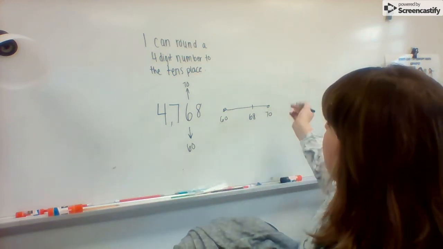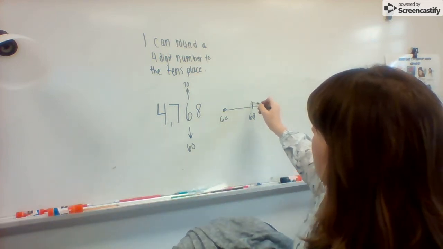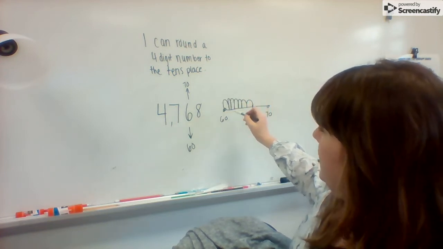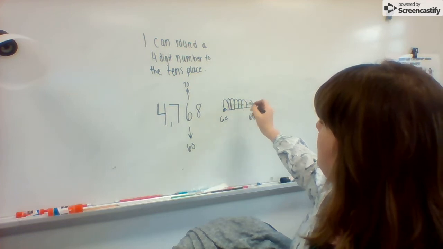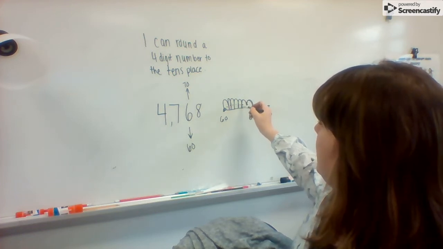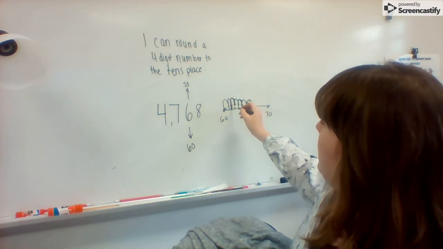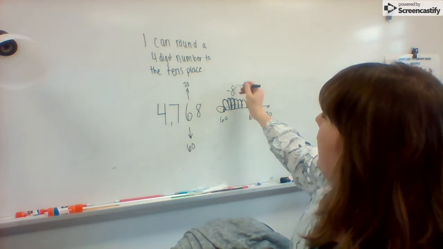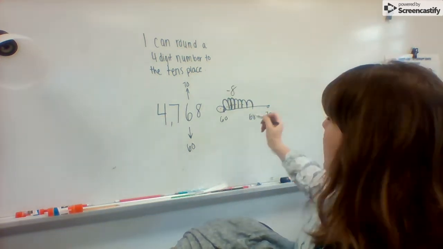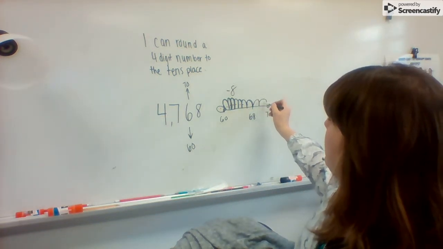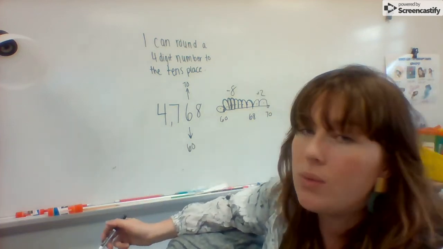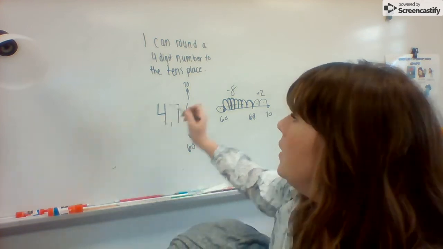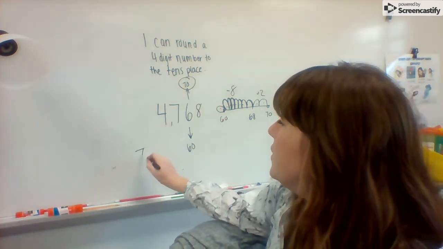So 68, to go backwards, would be 68, 67, 66, 65, 64, 63, 62, 61, 60. I missed one there the first time. I apologize. So that's going to be back by 8. And then to go up to 70, 68, 69, 70. Up by 2. So you have to think, was it easier to go back to 60 or up to 70? It's quicker to go up to 70, so that's going to round to 70.